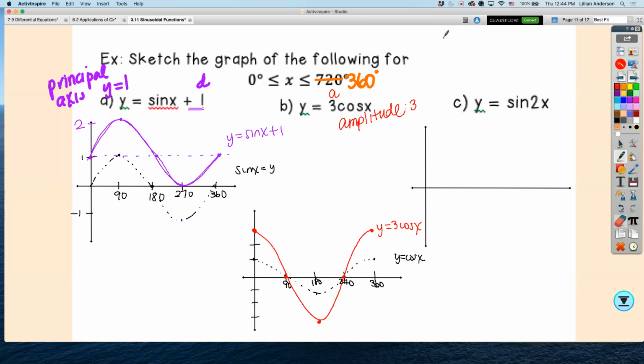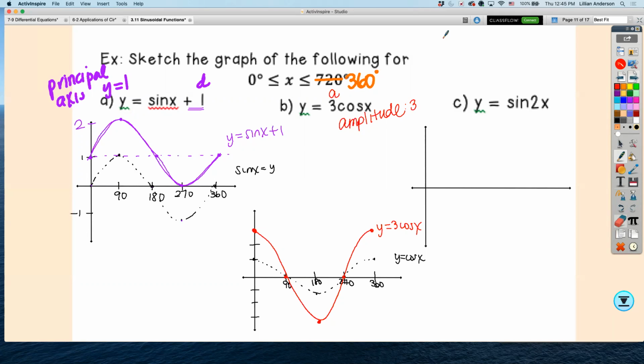So the a value in your general form affects your y's. So you're going to multiply all of your original y values by a. D as in dog, it too affects your y's, but you're either going to add that value if it's positive or subtract that value. So like in A, the graph was shifted up 1. So we added 1 to all of our y values. If it was a negative, we would have subtracted to bring it down.